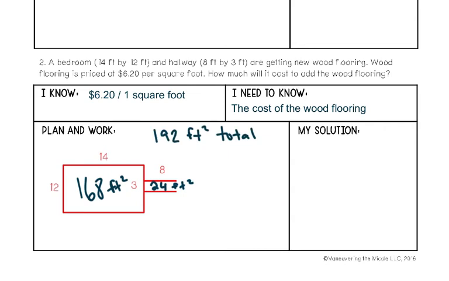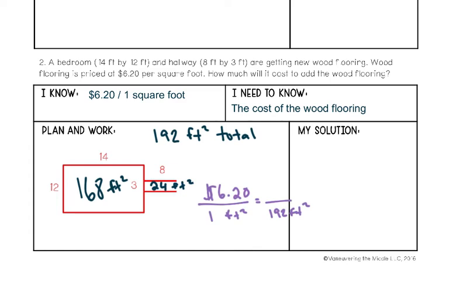So now I need to look at what I need to know. The question is asking for the cost of the wood flooring, not the total square footage, the cost. The cost is $6.20 per square foot. So here's the question I always get. How do I know if I need to multiply this or divide this? I would challenge you to think about this like it's a proportion to answer that question.